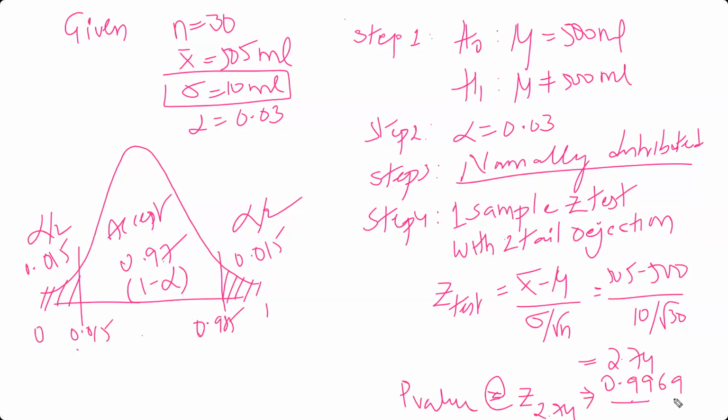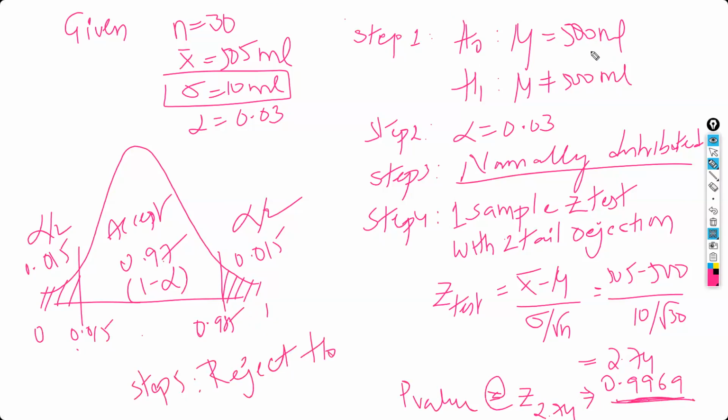Now, the value you have got, whether it is in the acceptance area or rejection area? 0.9969 comes under which category? 0.985 to 1, which is under the rejection category. So now whether we have to accept the null hypothesis or reject the null hypothesis? Reject the null hypothesis. That is, mu equal to 500 ml. Reject that one. Immediately take the action.